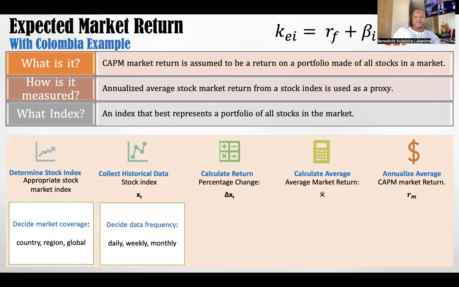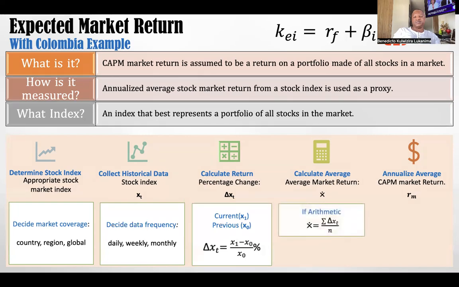Then we have to decide on historical data, what frequency. It can be daily, weekly, or monthly, it doesn't matter. It's important simply to know that the frequency decision will also determine what the expected market return would be, because the results cannot be the same. And then the return, the percentage change between each period, simply means the current period minus the previous period divided by the previous period. That is the meaning of percentage change.